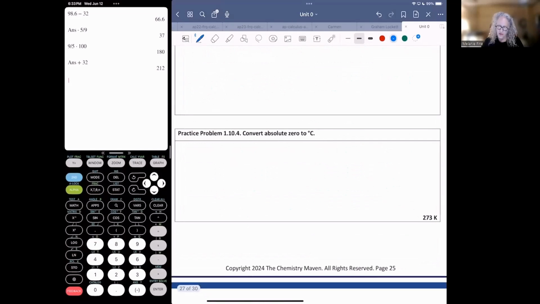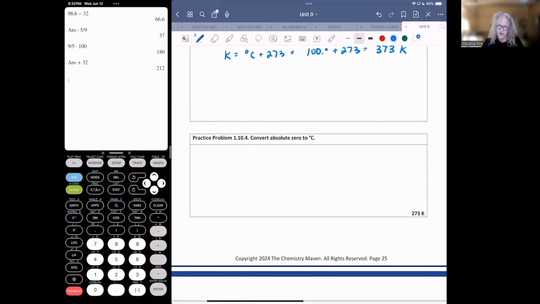Here is a practice problem for you to do. I want you to pause the video, solve this problem, and then come back.